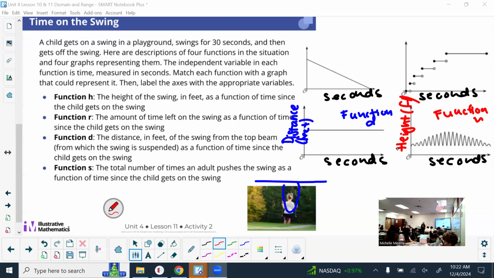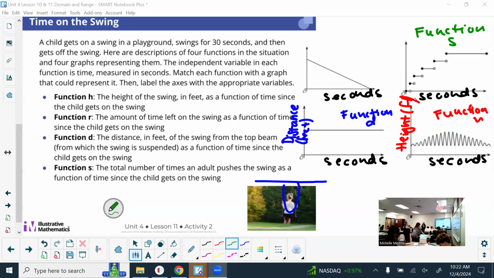Okay. Table 6, tell me one more match that you made. You said S. This one? Okay, so function S says the total number of times that an adult pushes the swing as a function of time. You guys agree with that?